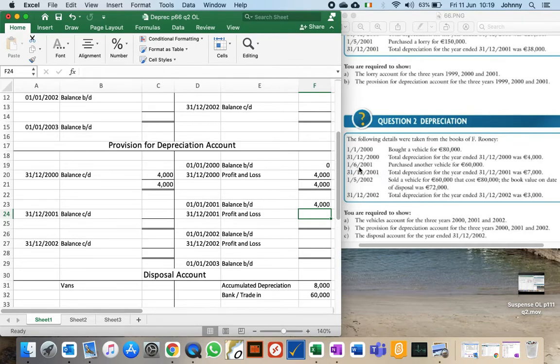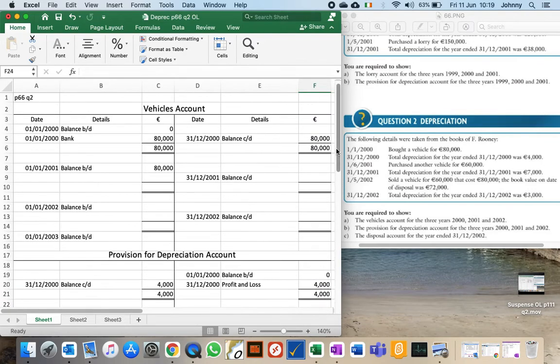1st of 6th, 2001, purchase another vehicle, so that's to do with how many vehicles we have, so that goes into the vehicles account. So I bought another vehicle, so I'll bank. The date for that is the 1st of the 6th, 2001, and the amount of money is 60,000. It doesn't say anything about selling a vehicle, so if I add those two numbers together, that gives us 140,000, which becomes my balance.